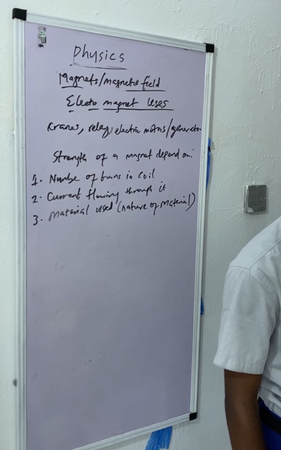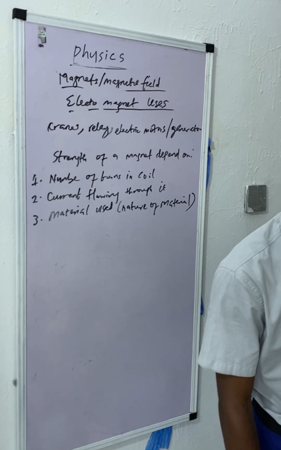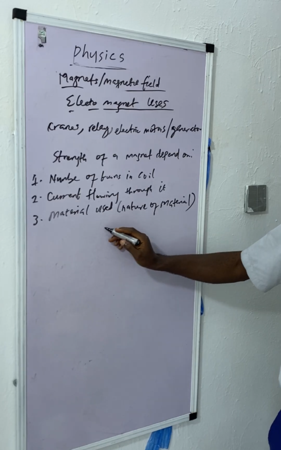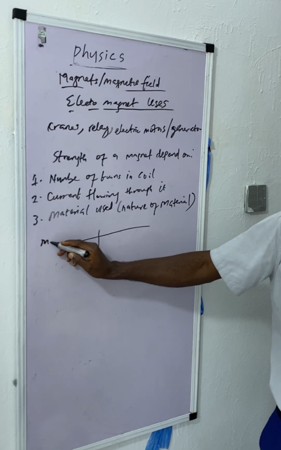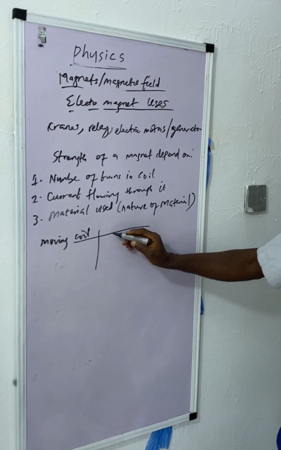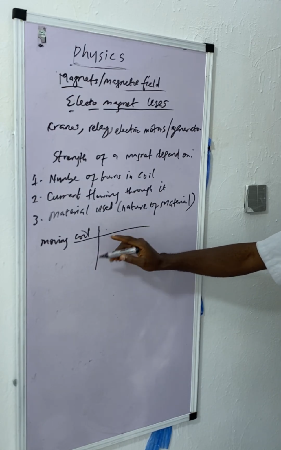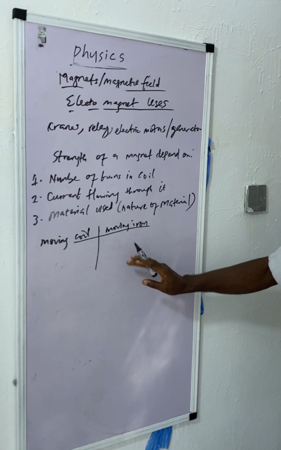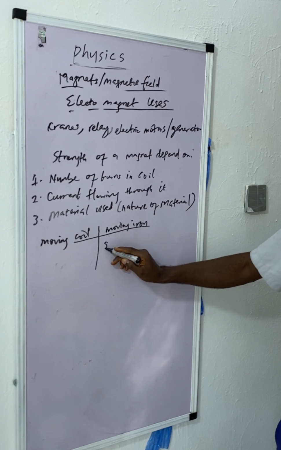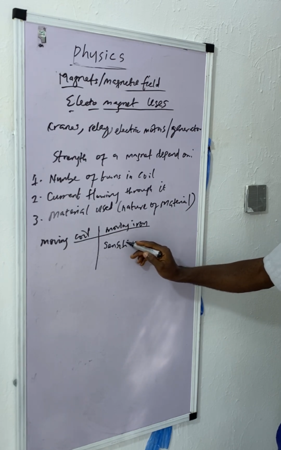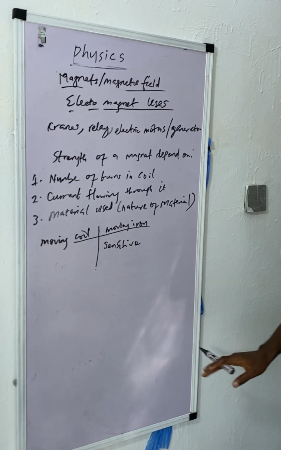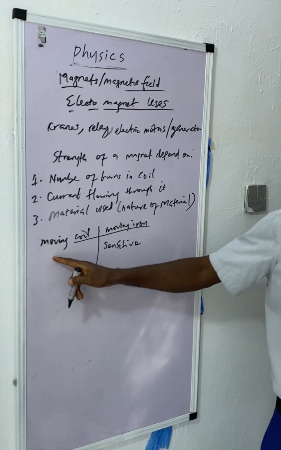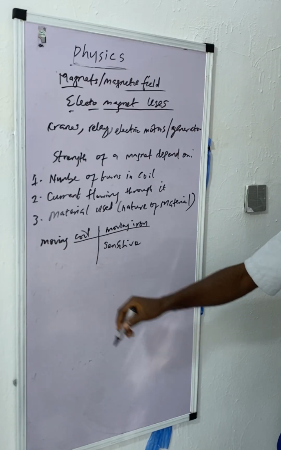Understanding moving instruments, they are used to measure current. Some instruments that are used to measure current: we have moving coil instruments and moving iron. Moving iron is usually sensitive, but it is crude. It doesn't have much application. But moving coil instrument is robust.